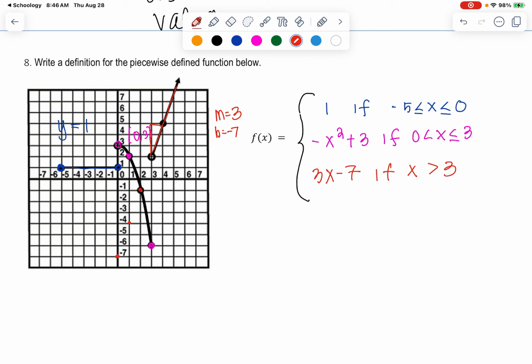All right, that's it for our notes on piecewise functions. You can go ahead and start the homework.